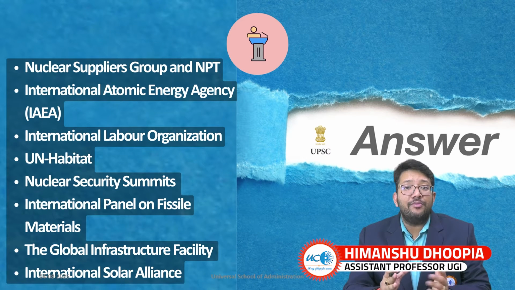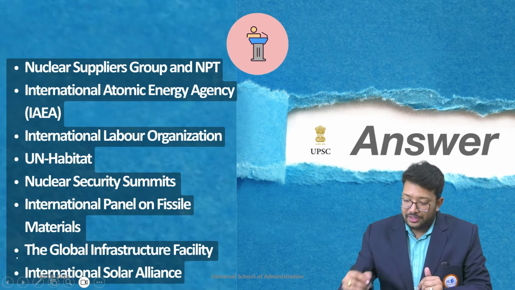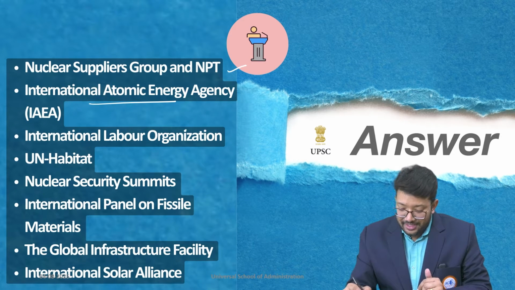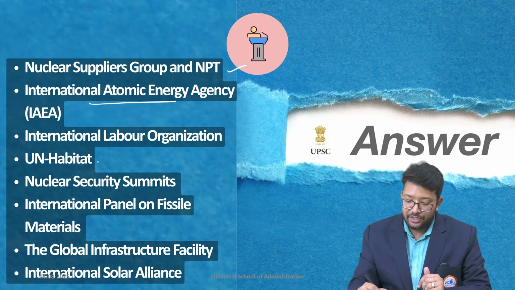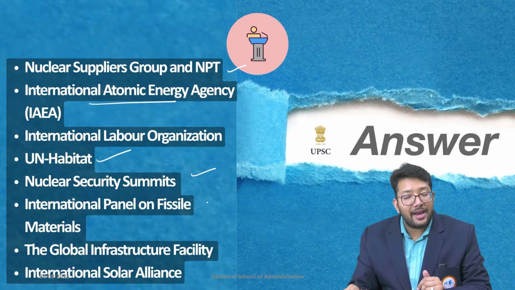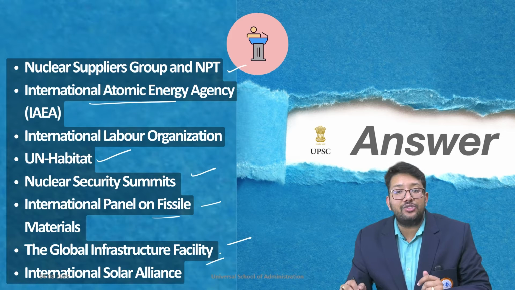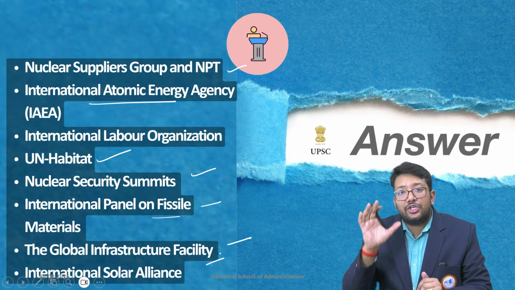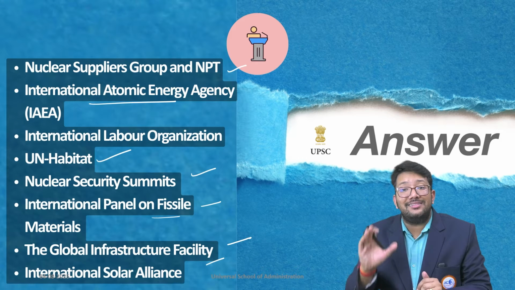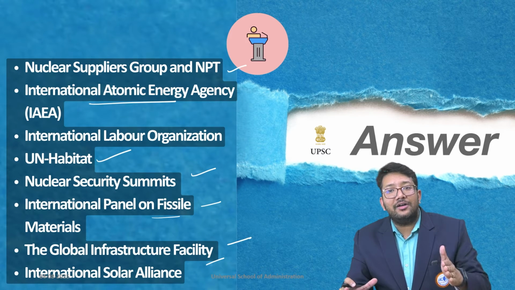Today we are going to resume our series on United Nations, and today we will talk about Nuclear Suppliers Group, International Atomic Energy Agency, ILO, International Labour Organization, UN Habitat, Nuclear Security Summits, International Panel on Fissile Materials, Global Infrastructure Facility, and International Solar Alliance. So basically, the questions which have been asked in UPSC CSC prelims examination related to these topics, we are going to discuss those questions. And previously, we have covered in two lectures.